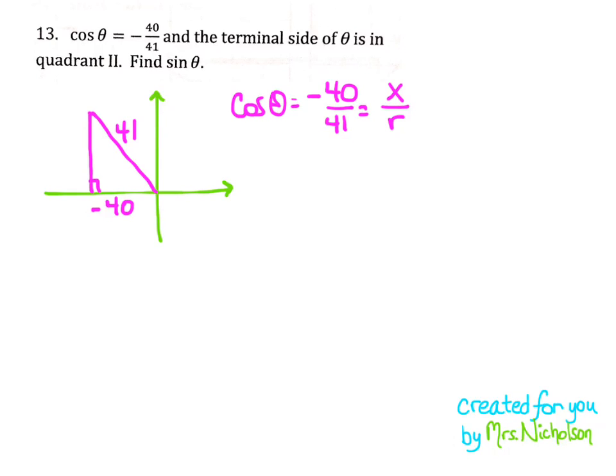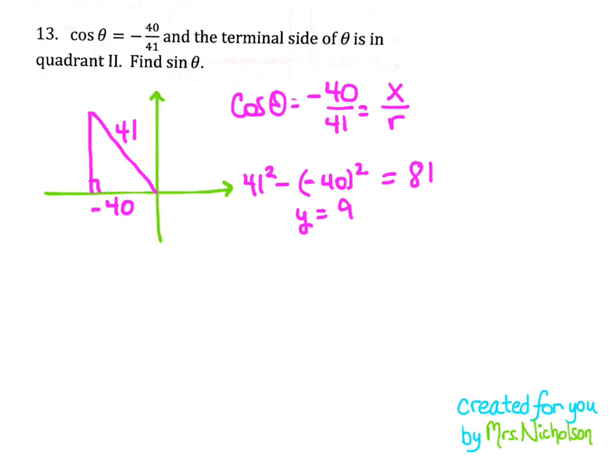So we're going to plug into Pythagorean theorem. Again, here I know the hypotenuse, so I'm going to subtract. 41 squared minus negative 40 squared. And if you put that in your calculator, you're going to get 81. And then we need to square root that number. And so my y side, which is what I'm missing, is equal to 9.